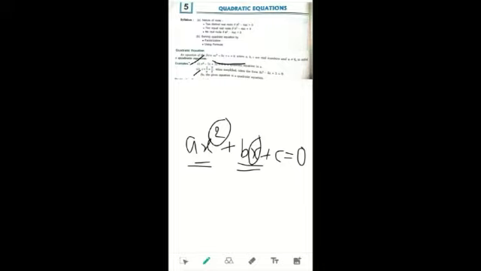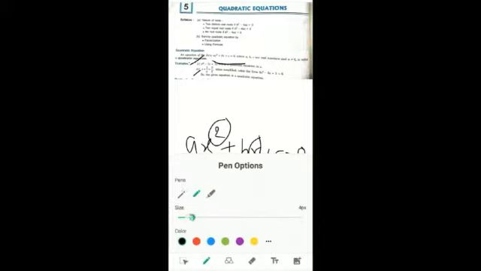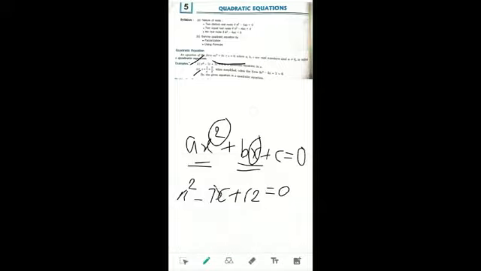Now look at the 2 examples that follow. The first equation is x square minus 7x plus 12 equal to 0.